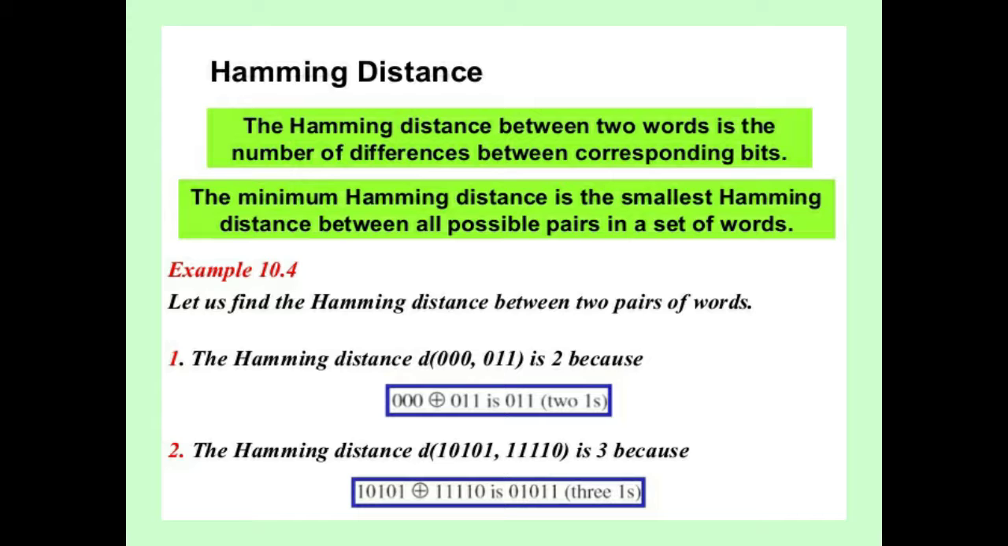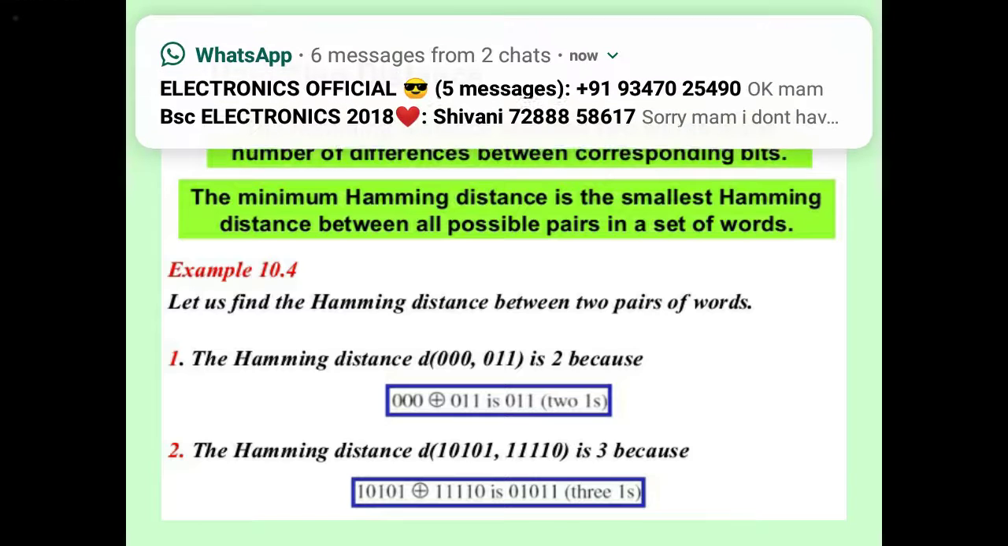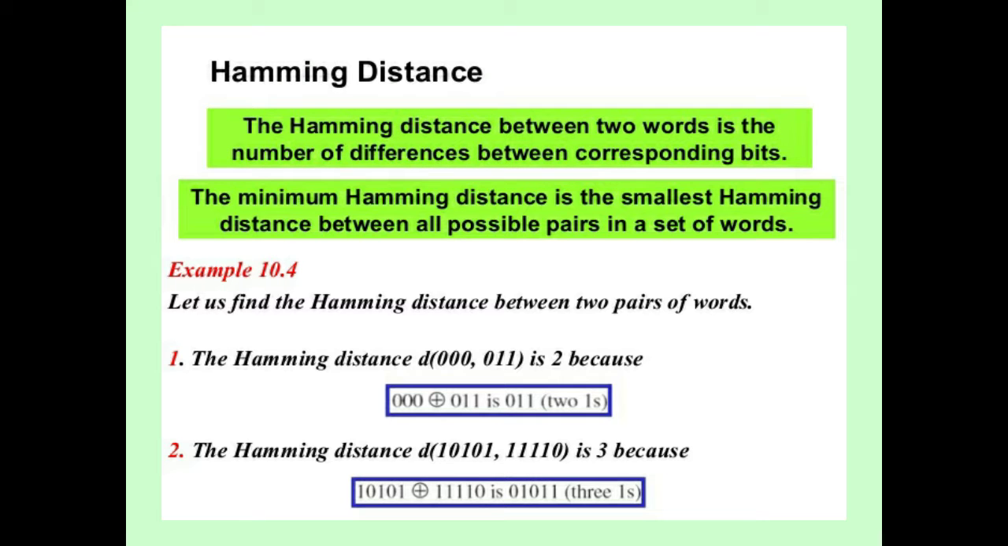Next, the Hamming distance of the codes 10101 and 11110. Now, 1 XOR 1 will be 0, 0 XOR 1 will be 1, 1 XOR 1 will be 0, 0 XOR 1 will be 1, 1 XOR 0 will be 1. So the result will be 0, 1, 0, 1, 1. How many ones are there? 3. So the distance is 3 because there are 3 ones. So, if you want to calculate the Hamming distance, you just operate the given bits using XOR. And in the result, the number of ones is the Hamming distance.